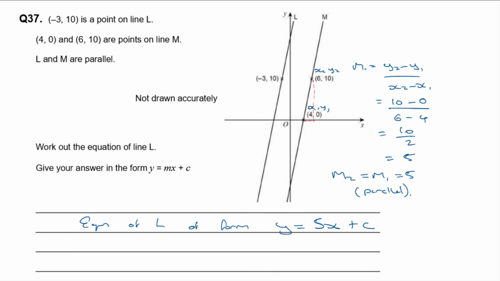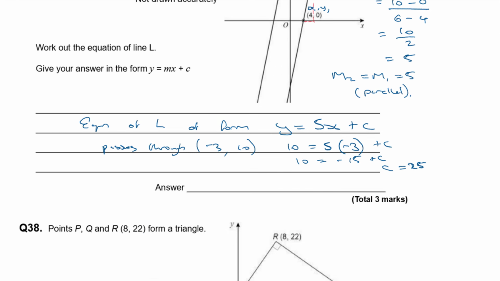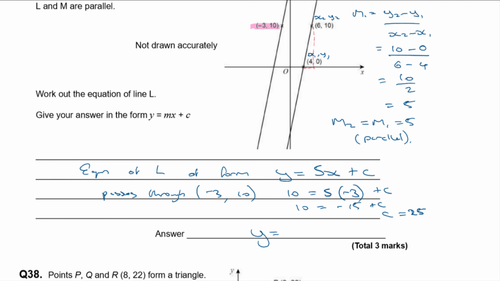c. Okay, now we know the point that lies on the line is minus 3, 10. So we can say it passes through minus 3, 10. So subbing those values in, very much like last time, the y coordinate is 10, and that's 5 lots of the x coordinate, which is minus 3. That should give me c then, shouldn't it? So 10 equals minus 15 plus c. So c then is equal to 10 plus 15. It's going to be 25. Okay. So then what is the answer? The answer is y is equal to 5x plus 25.